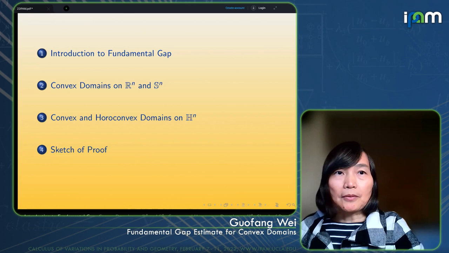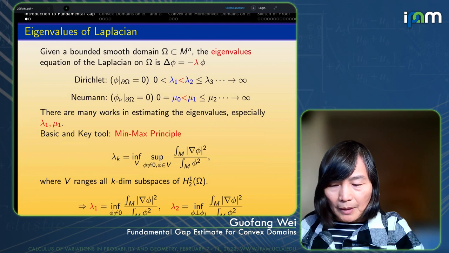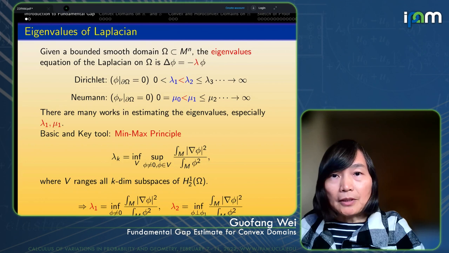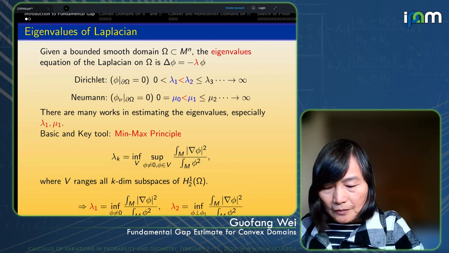So the fundamental gap is about the eigenvalues of the Laplacian. We know for any bounded domain or manifold, the eigenvalues are given by the eigenvalue equation. We have this negative sign so that the eigenvalues are greater than or equal to zero. So the Laplacian here is just the second derivative. There are typically the Dirichlet and the Neumann boundary conditions.